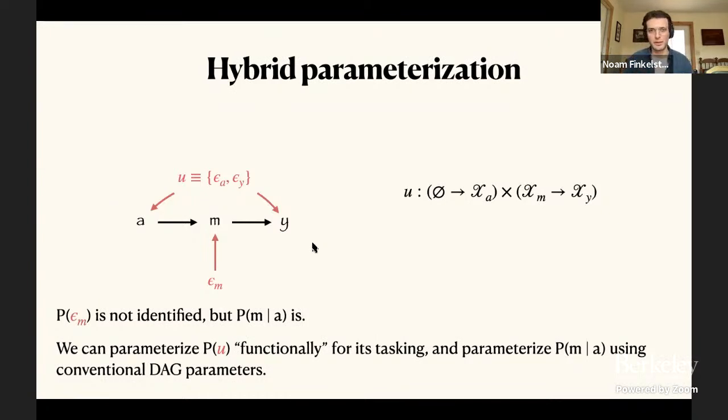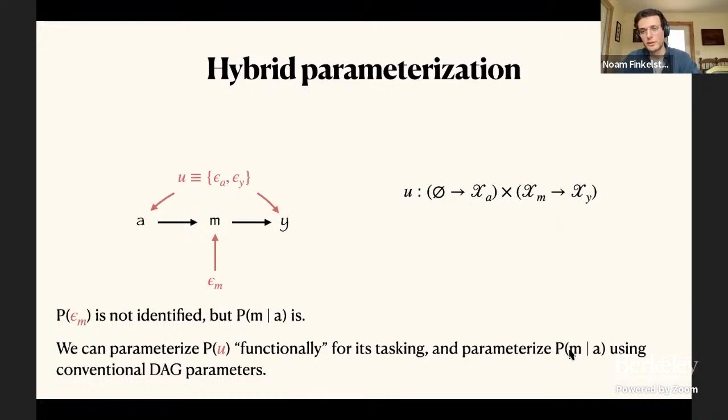It turns out we can do a little better than this in terms of the number of unidentified parameters. If we again think about this conception of tasking U to determine A and Y, we'll notice that epsilon M is not identified, because the probabilities of each response function of M to A are not identified. But the conventional conditional distribution of M given A is identified. And so we can parameterize the distribution of U functionally, in terms of this idea of tasking, as a distribution over elements of this space here.